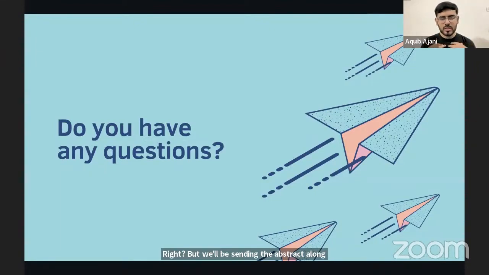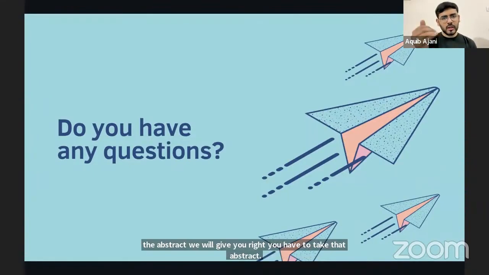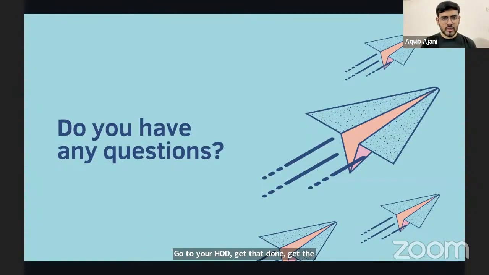So what we will do is we'll assign you a team. We'll tell you that these 5 people will be in your team, and this is your topic. Along with the abstract, we will give you, right? You have to take that abstract, go to your HOD, get that done, get the approval done, and then we'll start working on this.